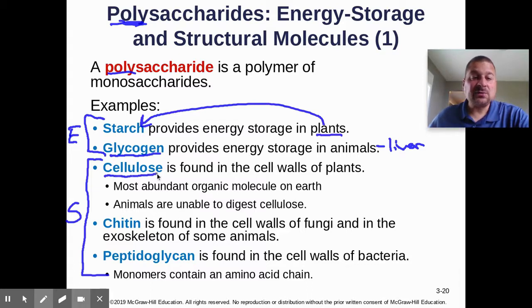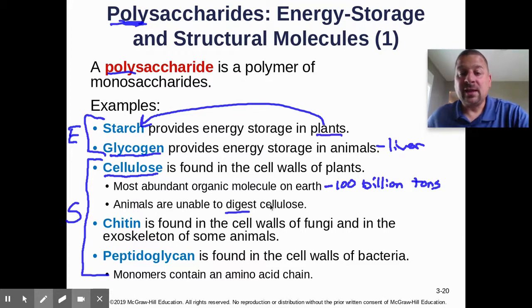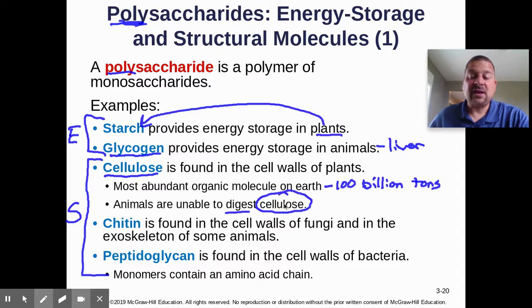Structurally, cellulose, which is the most abundant organic molecule on Earth. Sometimes your book mentions that daily plants are making about 100 billion tons of cellulose on this planet daily. It's everywhere. We can't digest it. It's just fiber. Helps make us more regular. Other animals like rabbits and cows and other things that chew their cud, and termites, have special bacteria in their stomach that help break down that cellulose. For us, we can't break it down.